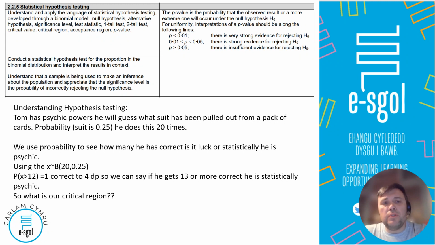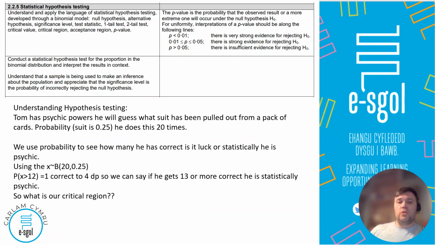Understanding the use and why we use hypothesis testing. I've taken a particular example here, and then hopefully you can understand where I'm coming from. So Tom has psychic powers, or at least he states he does. He's got a pack of cards, and he will guess from an audience member what suit has been pulled out from the pack of cards. So we say that the probability of getting the suit correct is a quarter, or 0.25. He will do this 20 times.